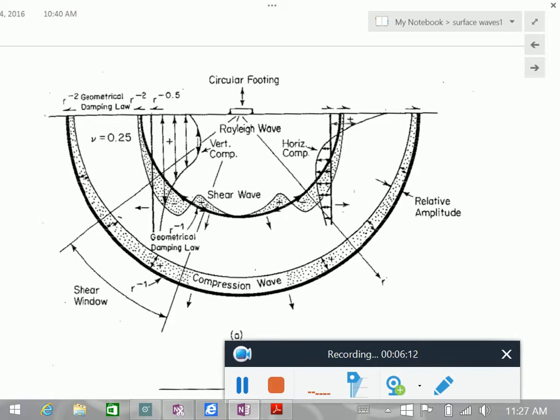When you have an impact on the surface, you generate a whole bunch of different waves. Here, for example, it's just a point load. We want to see what types of waves we are generating. Let's look at compressional waves. This is the P wave. Why do we call it P wave?